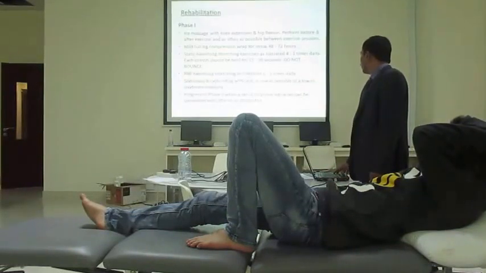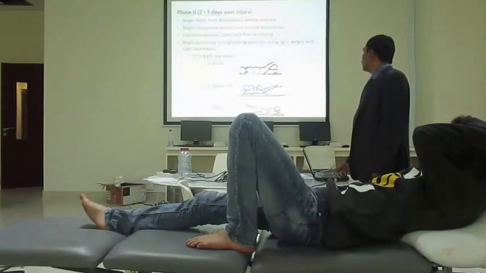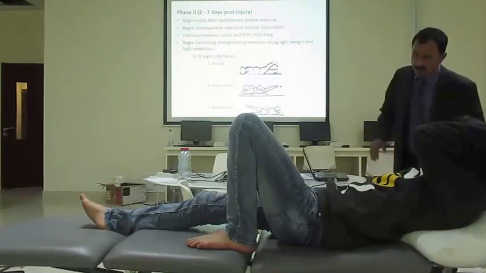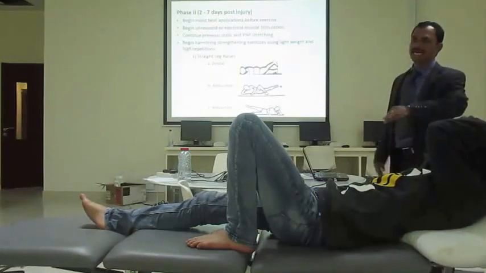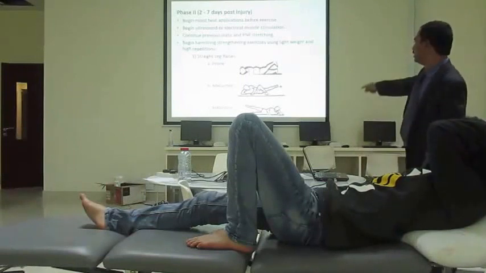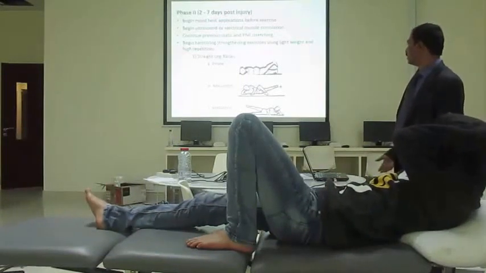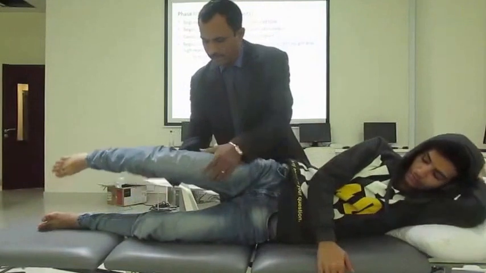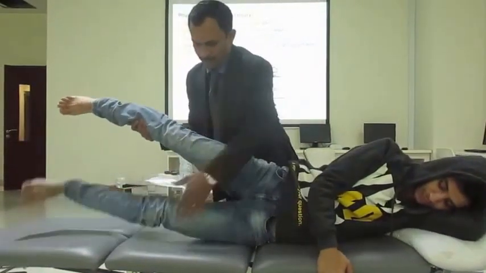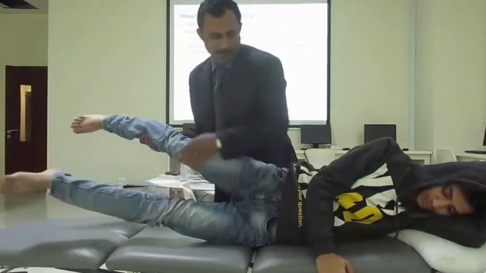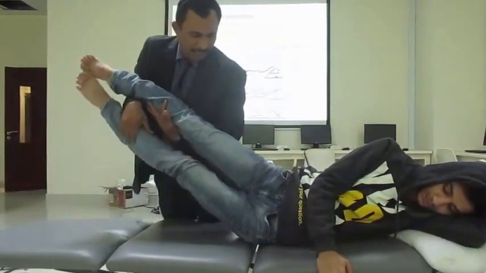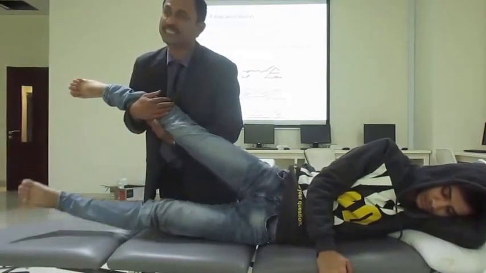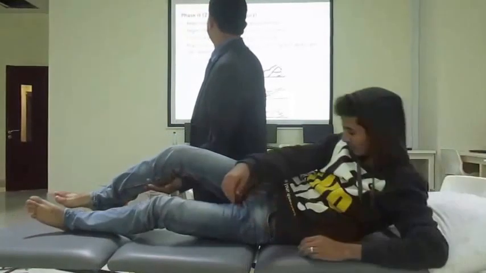Phase 2, 2 to 7 days: 10 prone leg raises can be completed. Straight leg raise like this, prone, raising the leg up. Then abduction, in the side-lying position, doing abduction like this. Then adduction, performed in the side-lying position, taking this leg up, down, up, down. This is adduction. The other one is abduction.